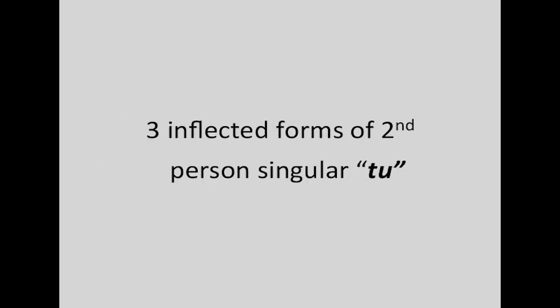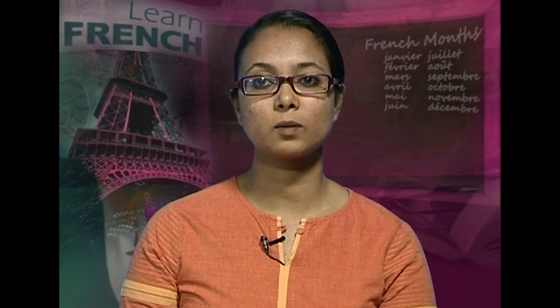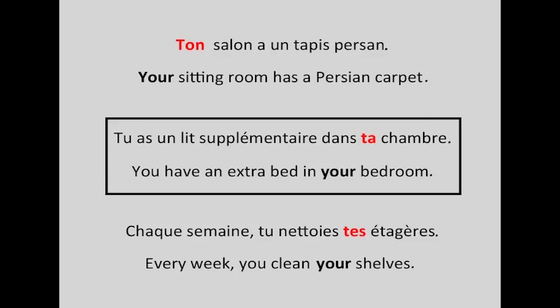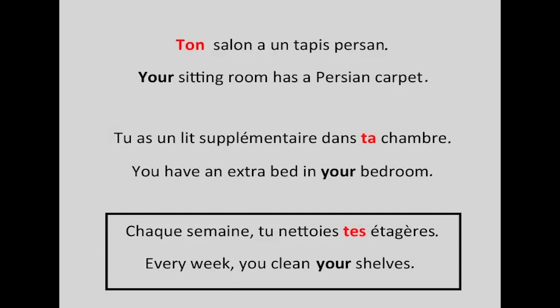Now, I'll show you how to use the three inflected forms of the possessive adjective that corresponds to the second person singular, tu. Since the rule is the same for these possessive adjectives, I will simply modify the above sentences to demonstrate the usage. Ton salon a un tapis persan. Your sitting room has a Persian carpet. Tu as un lit supplémentaire dans ta chambre. You have an extra bed in your bedroom. Chaque semaine, tu nettoies tes étagères. Every week, you clean your shelves.